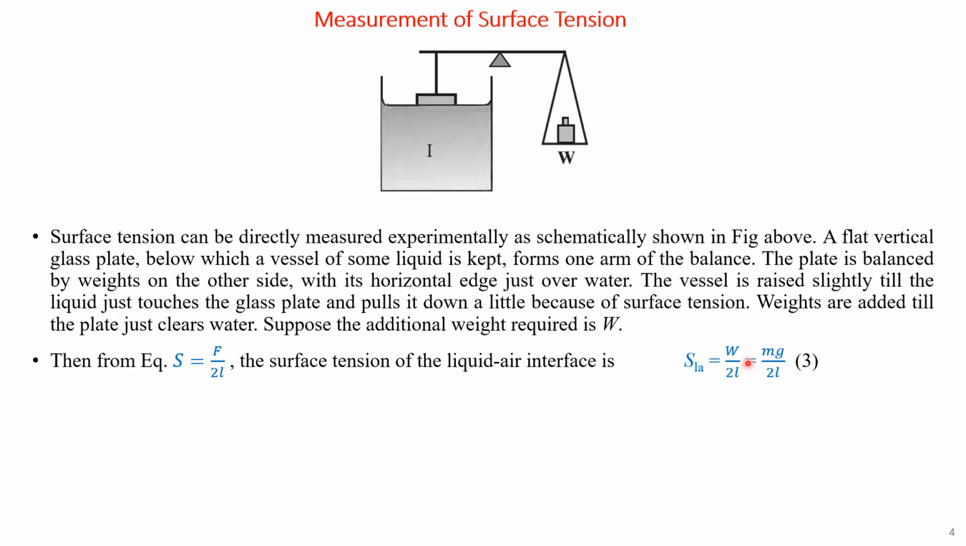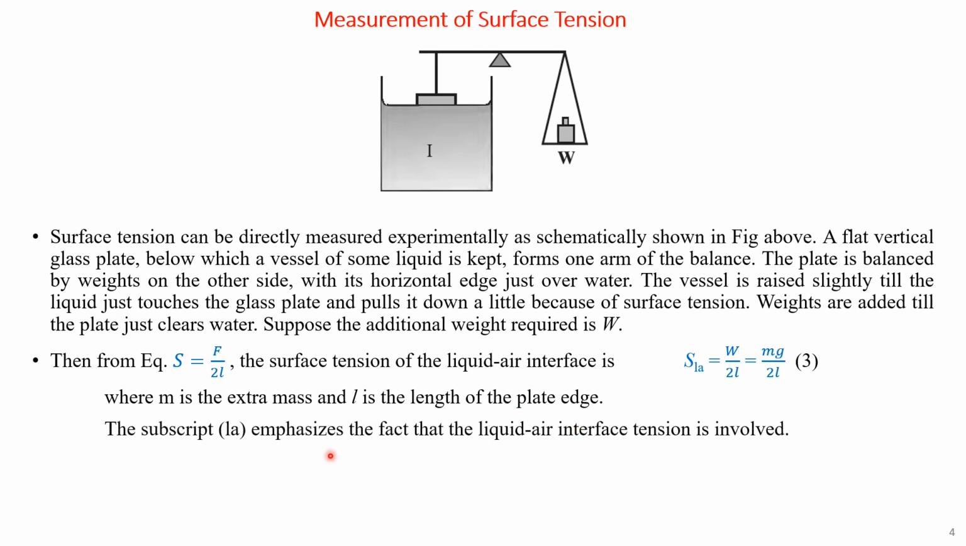W is weight, which is m into g, where m is the mass and g is the acceleration due to gravity, and L is the length. So S_LA is equal to mg by 2L. Let it be equation 3. Here m is the extra mass and L is the length of the plate edge. The subscript LA emphasizes the fact that liquid-air interface tension is involved. This is how we can directly measure the surface tension.